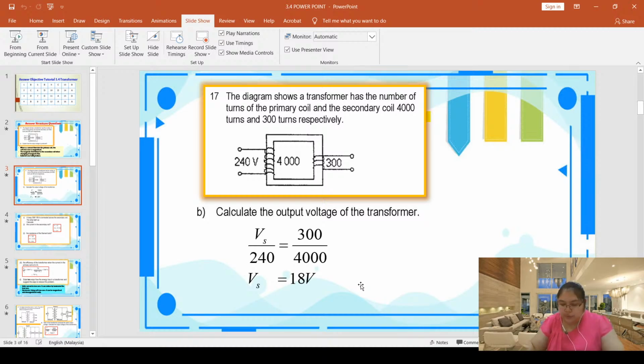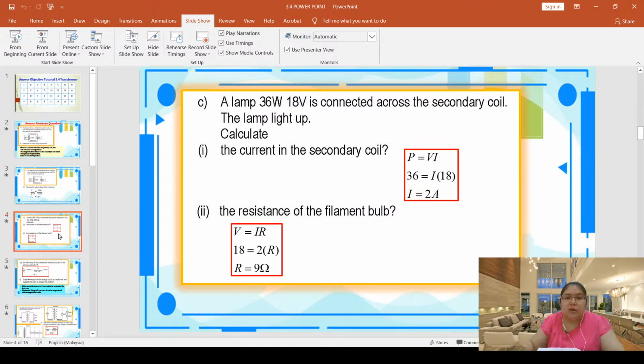Okay, we go through to the next question, part C. Let's see question C. They show you the info: the lamp is 36 watt, and 18 volt is connected across the secondary coil. The lamp lights up. Then you need to calculate the current in the secondary coil.